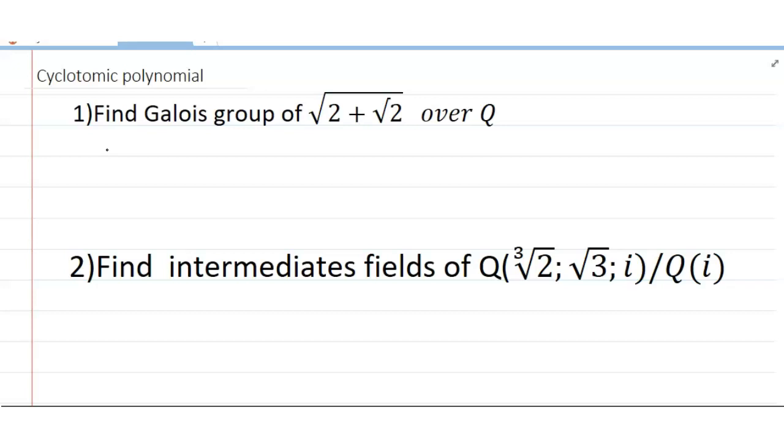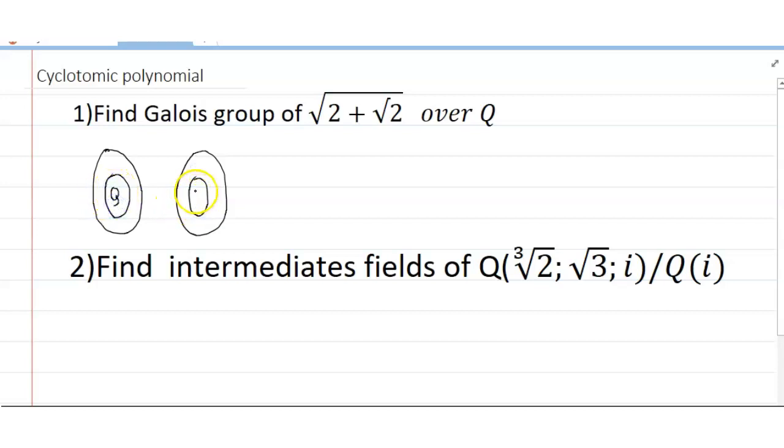Over Q, find the Galois group. At first I draw the diagram. This is a group, and what is the Galois group? The Galois group is over Q. Here Q is the fixed field. Hence this portion is the fixed field, and here this field is root 2 plus root 2, and this is the number of automorphisms.